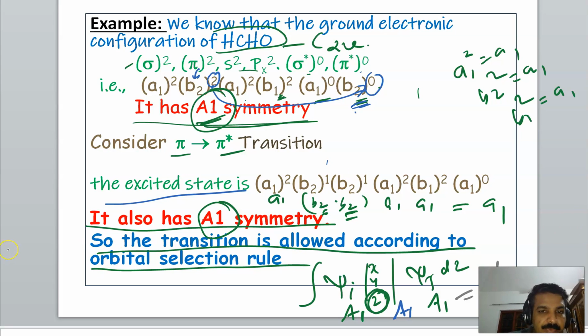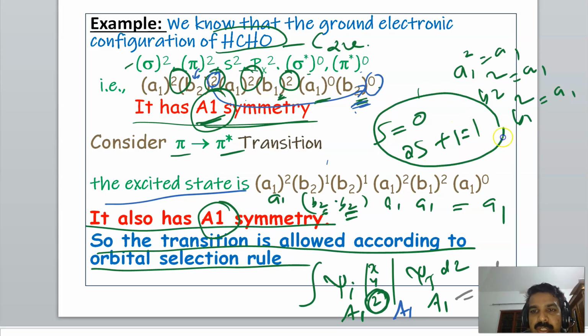But here, in the case of ground state, all the orbitals are paired. So the spin S is equal to 0. Therefore, 2S plus 1 is equal to 1. So it has multiplicity of 1. So this state can be written as 1A1. That is, it is a singlet state.